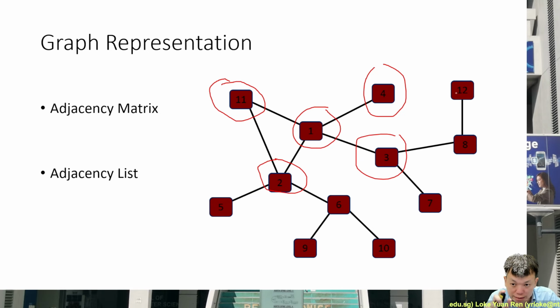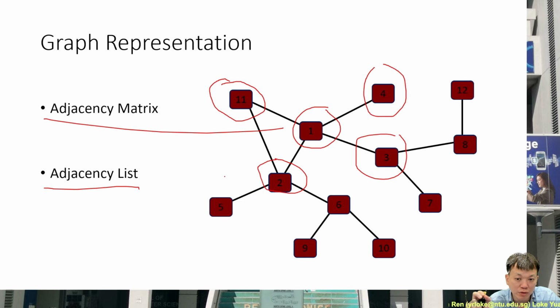So in such a case, I don't really need to construct the whole graph and store it. I just need to use the adjacency matrix or adjacency list to store their adjacency relationship. That is good enough. So that is how we store the data for the graph.